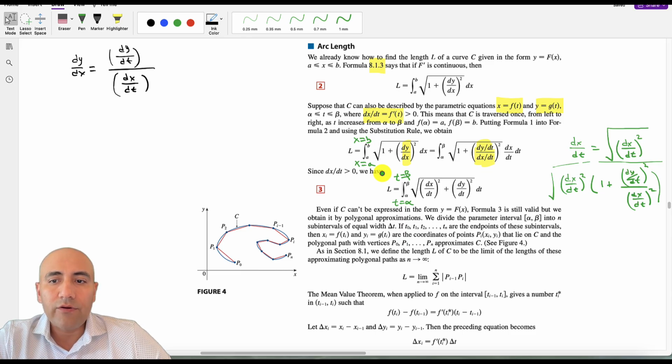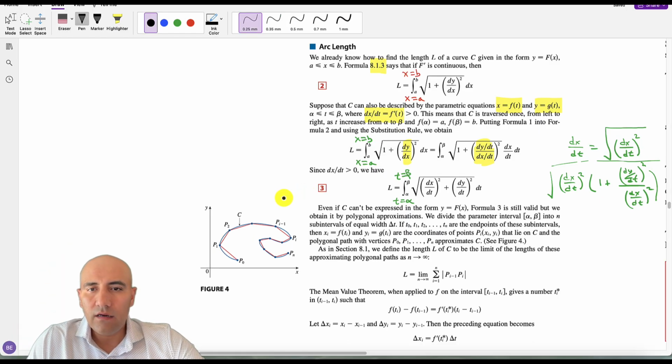We divide the parameter interval alpha to beta into n intervals of equal width, delta t. So if t sub 0, t sub 1, t sub 2, all the way out to t sub n are endpoints of the subintervals, then x sub i equals f of t sub i and y sub i equals g of t sub i are coordinates of the point P sub i, which is (x sub i, y sub i).